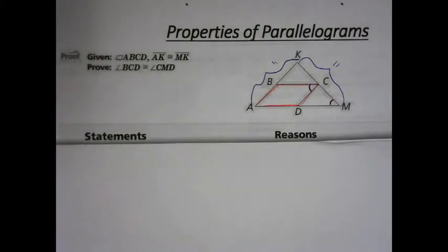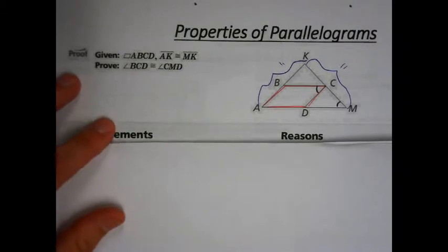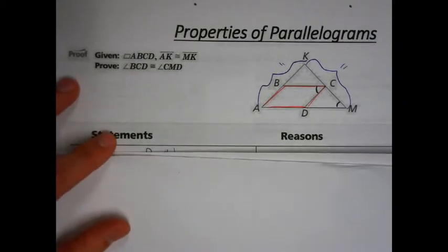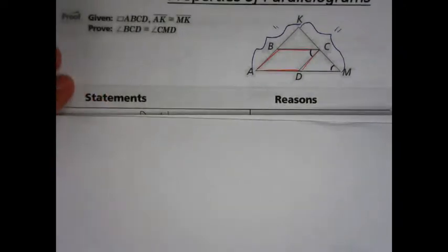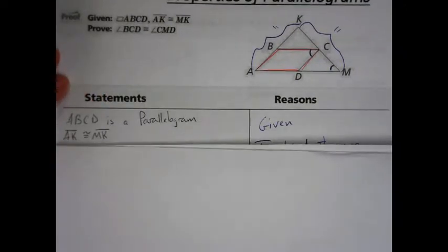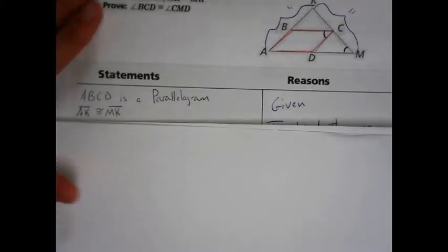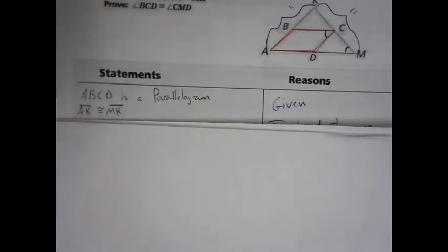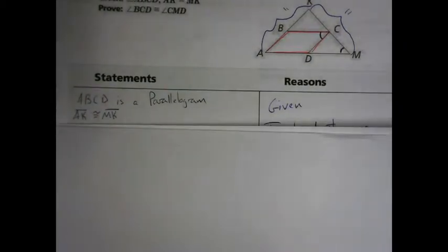So how are we going to do this? Hopefully you better think about it now before I give it up. So pause, think, and then hit play. So what do we know? We know what's given: that ABCD is a parallelogram, and that AK is congruent to MK. So let's think this through. If AK and MK are congruent, you know what kind of triangle we have?